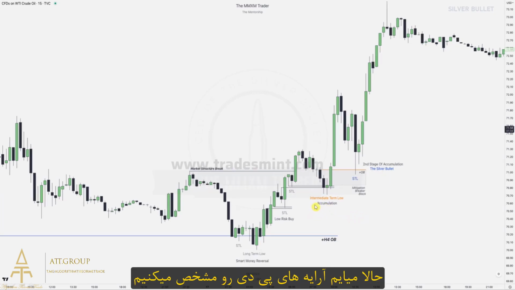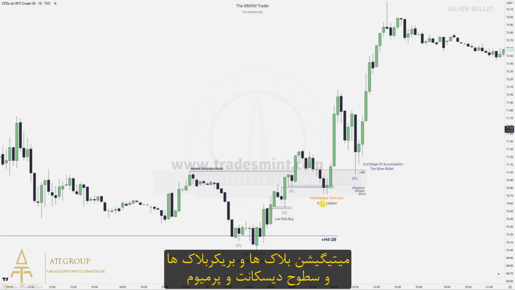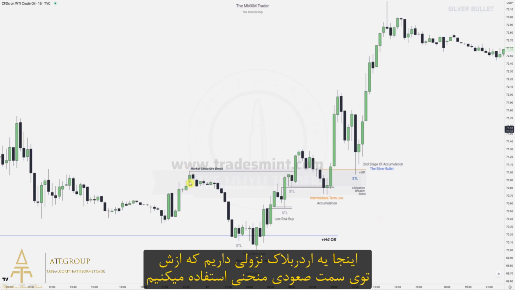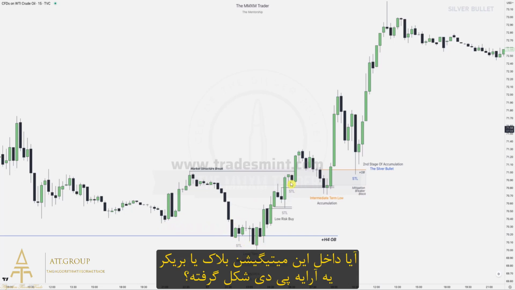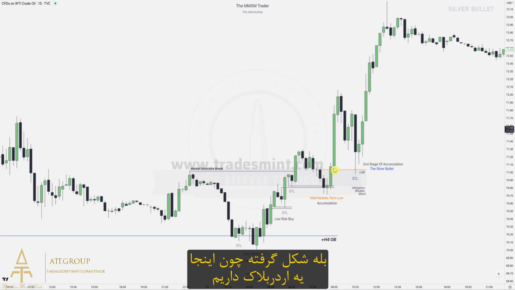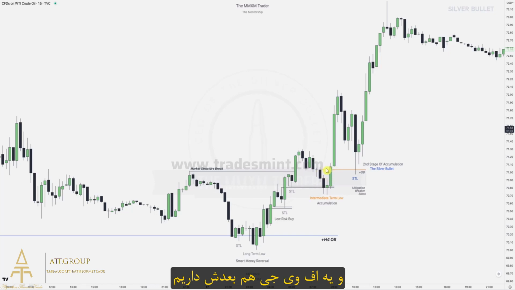Now marking out your PD arrays: mitigation blocks, breaker blocks, and then premium and discount levels. We've got that bearish order block over here, which is being used to the buy side of the curve. So now it's a mitigation block or a breaker block, because we took sell side liquidity down here. Is there a PD array formed inside this mitigation or breaker block? Yes, there is, because we have that order block up here, and then a fair value gap combination also.